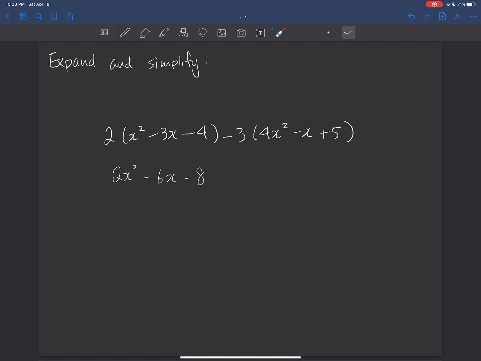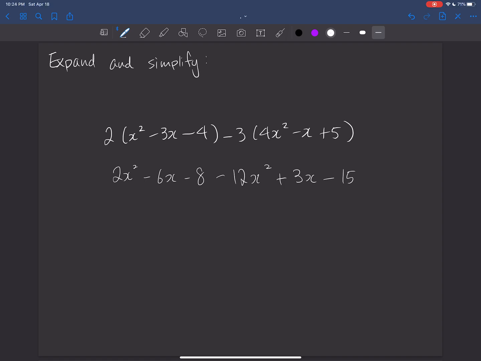And then I want to multiply the negative 3 to all the terms inside this set of brackets. So first, negative 3 times 4x squared would be minus 12x squared. And negative 3 times negative x, so positive, plus 3x. Negative 3 times 5, so minus 15.